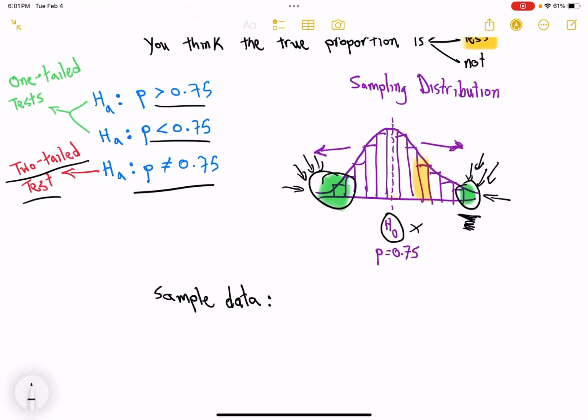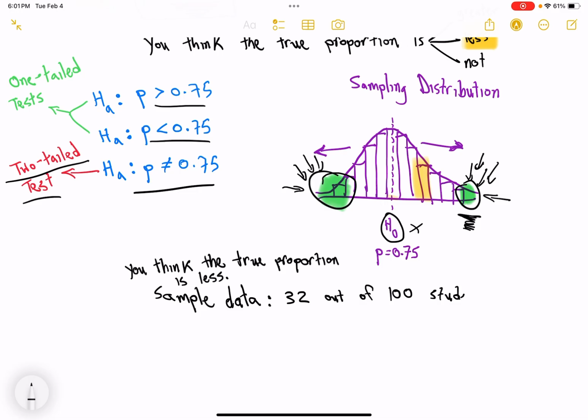So for our particular option, we're going to say you think the true proportion is less. And then I give you some sample data. Let's say I'm going to make it really obvious for us here. Let's say you get 32 out of 100 students saying they don't sleep enough.